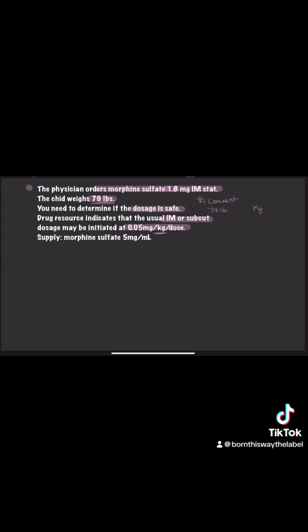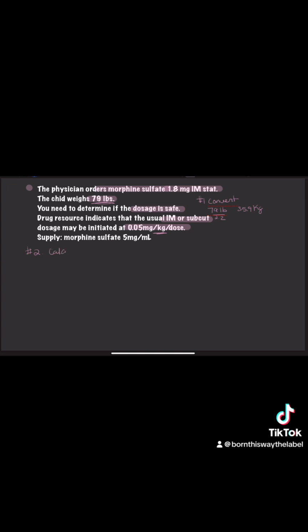So I'm going to plot that into my calculator, 79 divided by 2.2. So if you don't remember, that is a conversion. So 1 kilogram equals 2.2 pounds. So I'm going to divide that by 2.2. It's going to give me 35.9 kilograms.